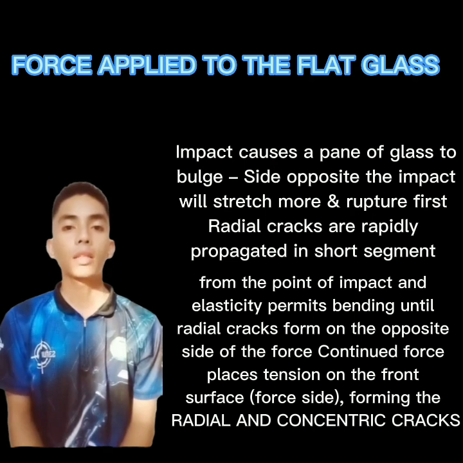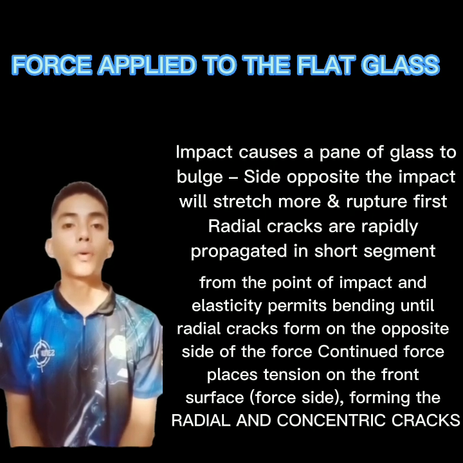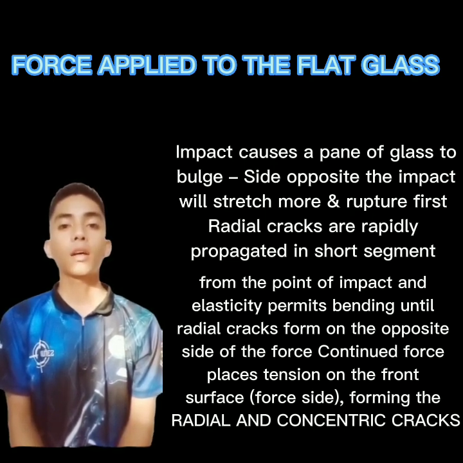Impact causes a pane of glass to bulge. Since the side opposite the impact will stretch more and rupture first, radial cracks are rapidly propagated in short segments from the point of impact, and elasticity permits bending until radial cracks form on the opposite side of the force. Continued force places tension on the front surface, forming the radial and concentric cracks.